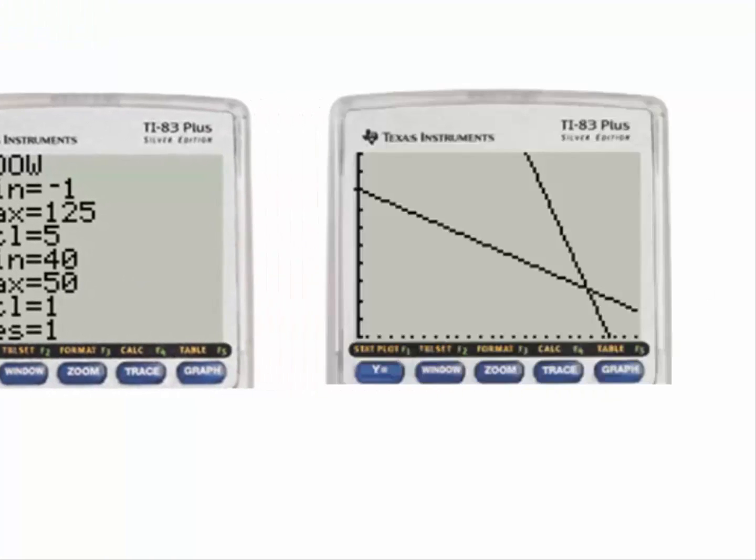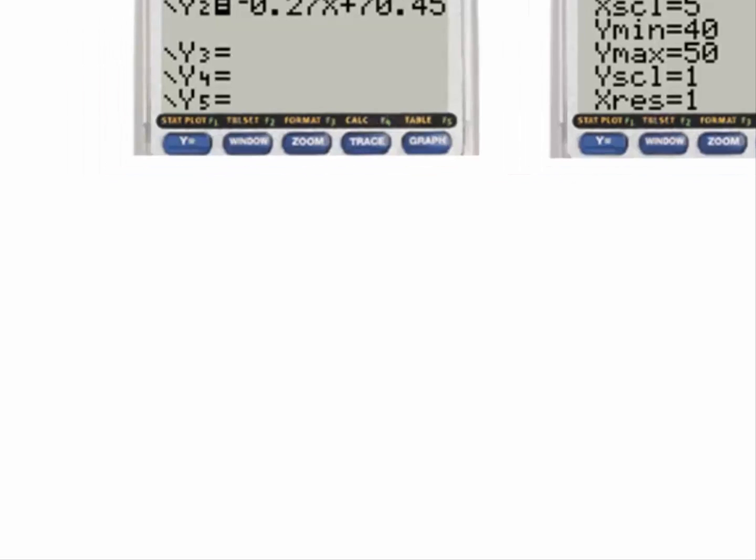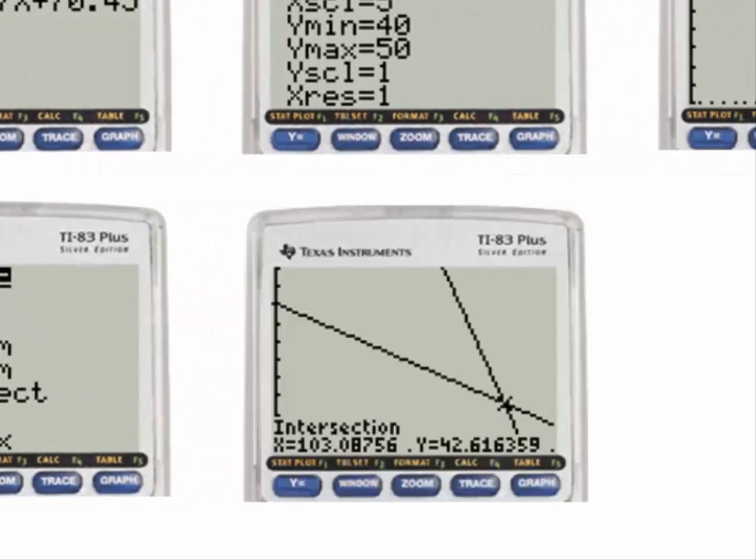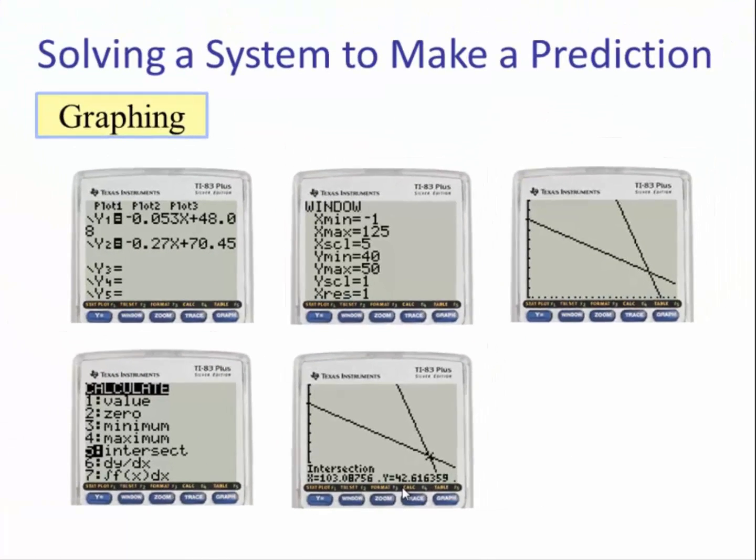This is my graph. To use the intersect feature, I hit second and trace, number 5, and we see that the calculator tells me the intersection point is approximately 103.09, comma 42.62. So we have verified the solution by graphing.